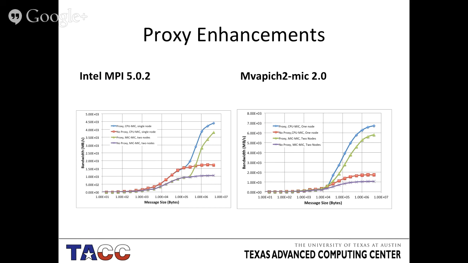MVAPICH2-MIC is even better, particularly the 2.0 version that we have not deployed in the system yet because we've been testing until recently, but I should have a version I can deploy in a few days because I already talked to the developers. With MVAPICH2-MIC 2.0, with proxy enabled, MIC to remote MIC gets 6 gigabytes per second, which is extremely good. And MIC to remote host gets 6.5 gigabytes per second, which is almost saturating the PCI Express bandwidth.